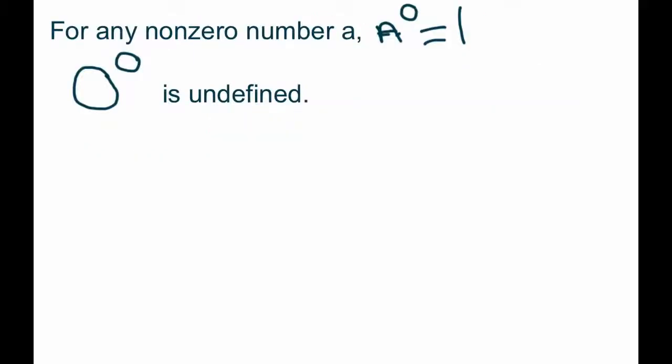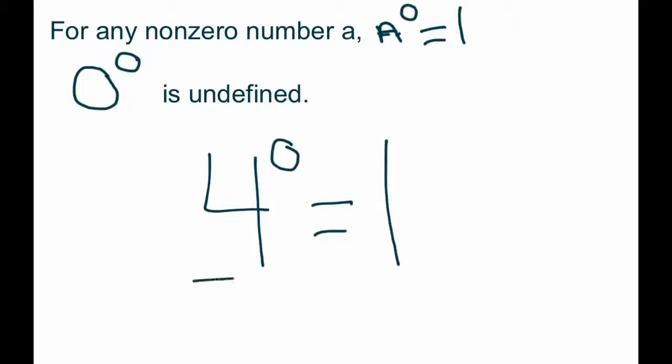For any non-zero number a, a to the 0 power is going to be equal to 1. 0 to the 0 power is undefined. So, if we had 4 to the 0 power, it will be equal to 1, because 4 is not 0. Anything to the 0 power is going to be equal to 1, except for 0.